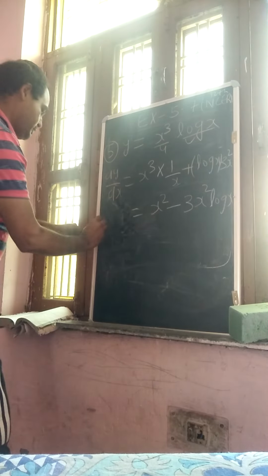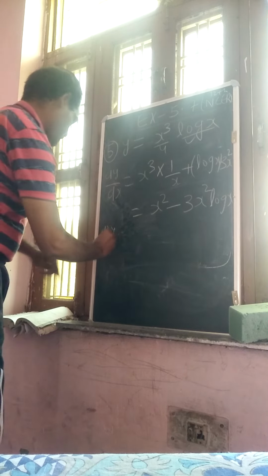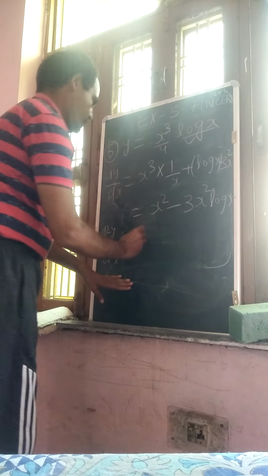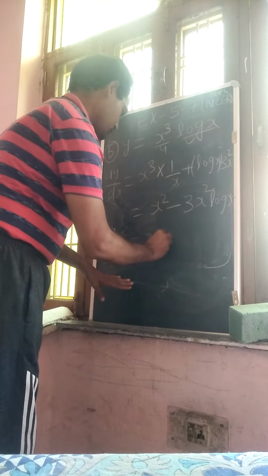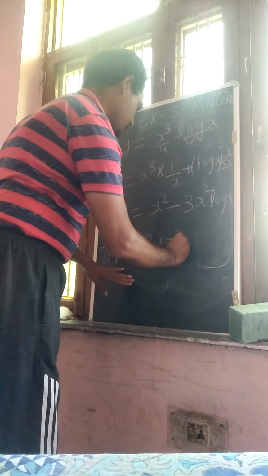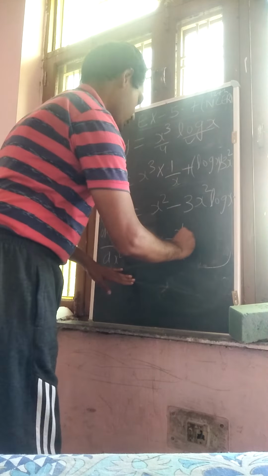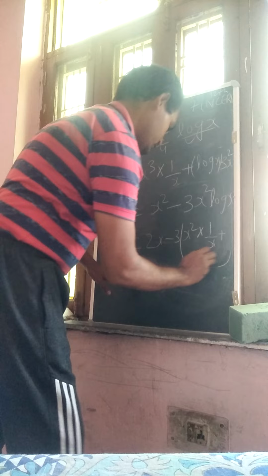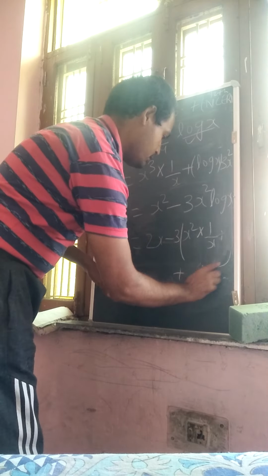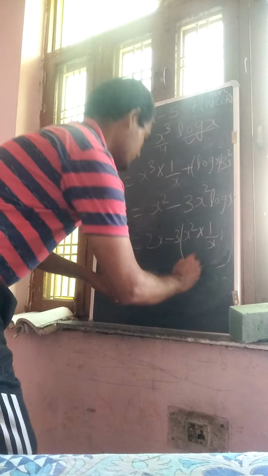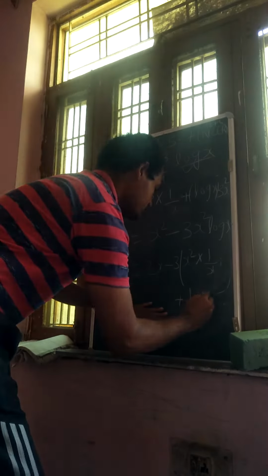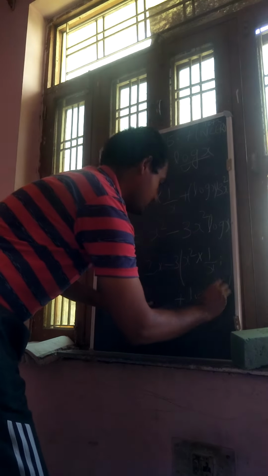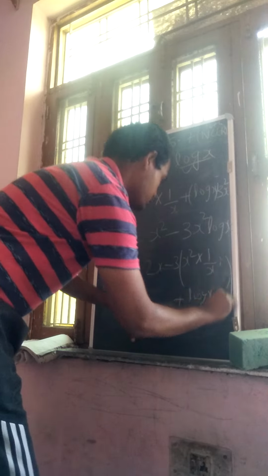We have two terms. Now for the second derivative, in symbolic form d square y, x square gives 2x... This is also a product of two functions. 3 is a constant, so we take a small bracket: x square, log x is 1 upon x, plus, second, log x into the derivative of x square, which is 2x. This is the second derivative.